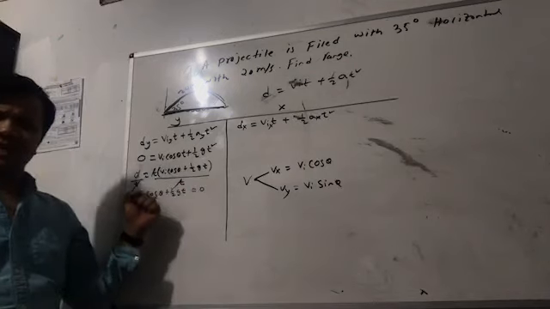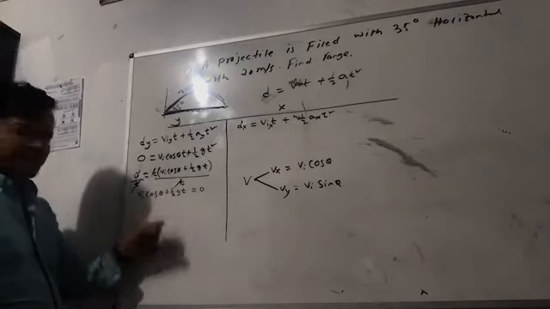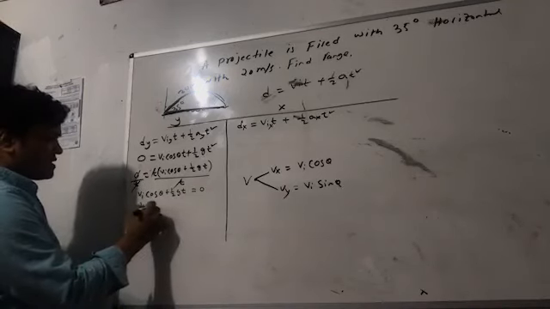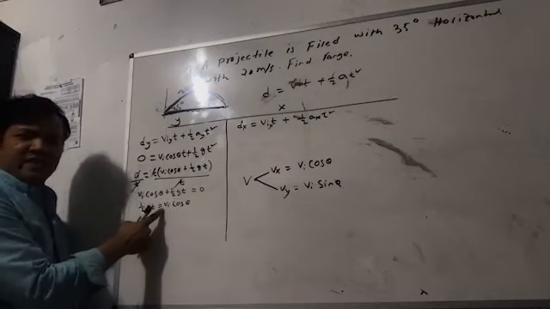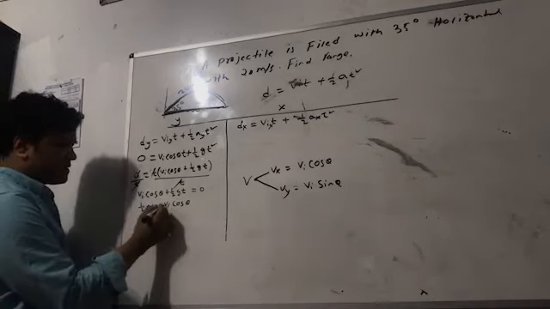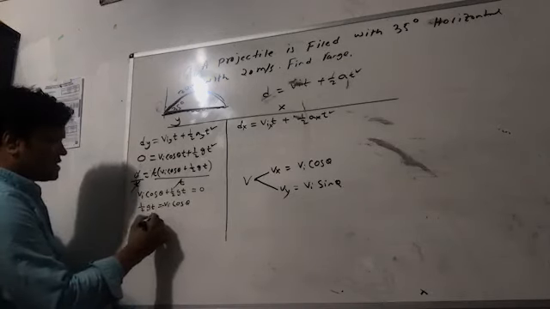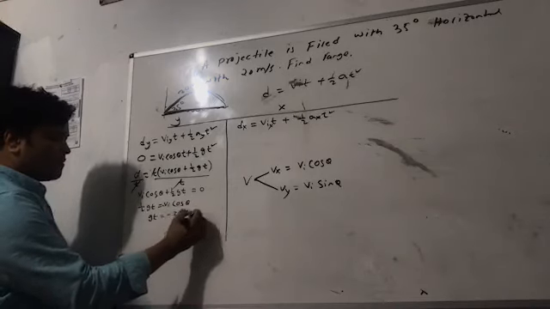So let's isolate t. How can we isolate t? Very simple. Half gt is equal to Vi cosine theta. Don't forget to put a negative here. Alright, now multiply both sides by 2. So gt is equal to negative 2 Vi cosine theta.